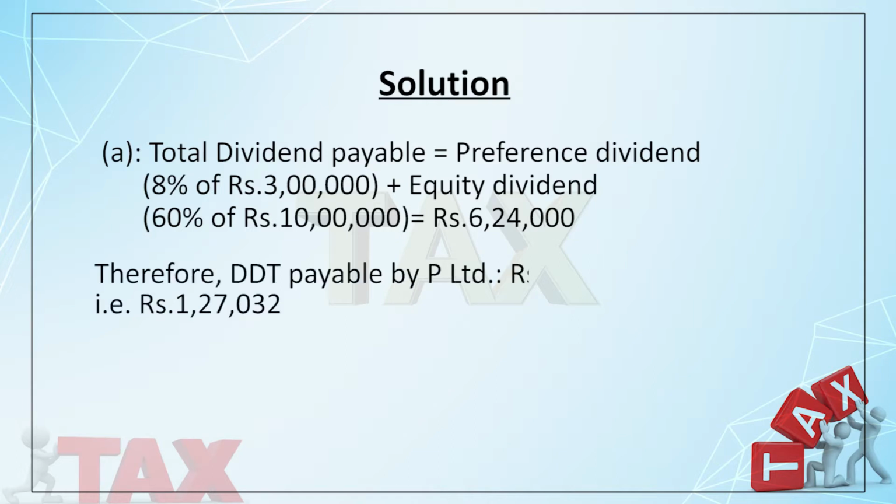So how much DDT is payable by the company? 6,24,000 into, you know the rate already, 20.35765%, and it comes to 1,27,032. Am I clear? So the outflow of the company, just think of it, will be the dividend 6,24,000 plus the DDT 1,27,032, right? So it comes to almost 7,51,032.